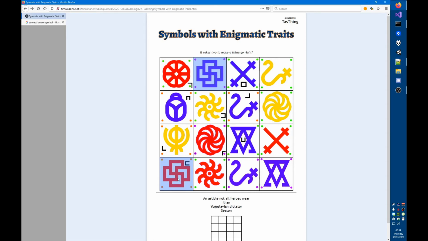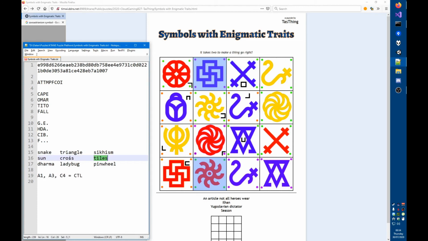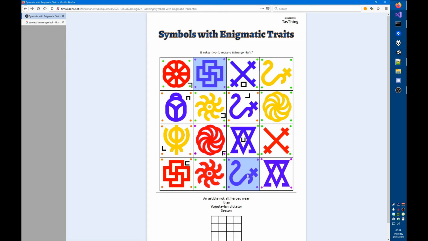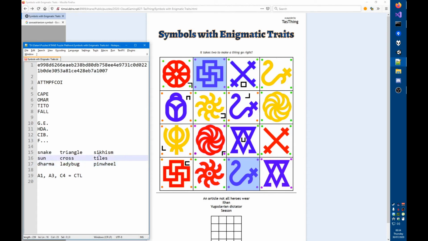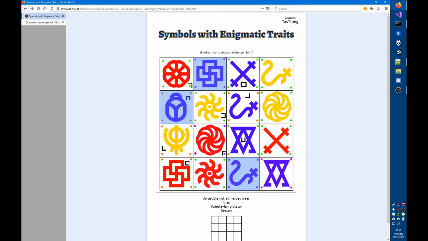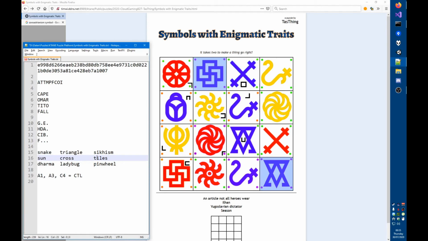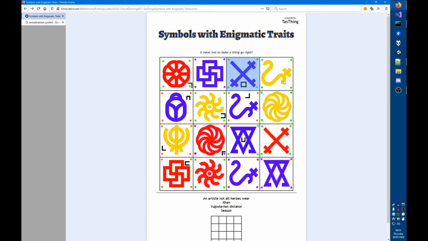Okay, so 2 tiles would require another tile, so we don't have that. Tiles and sun require cross in yellow, we don't have that. Tiles and snake require ladybug. The colors of the dots around don't work. We have 2 purples and 1 orange, so no. And then we have tiles and triangle. That would give us Dharma, and we don't have that in blue. Alright, next 2.